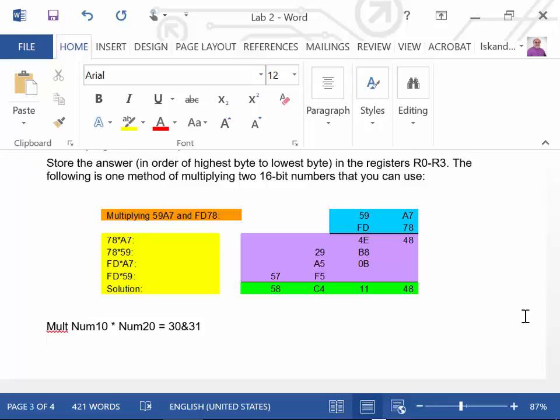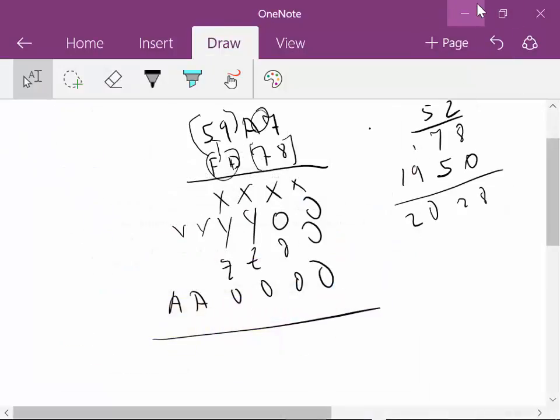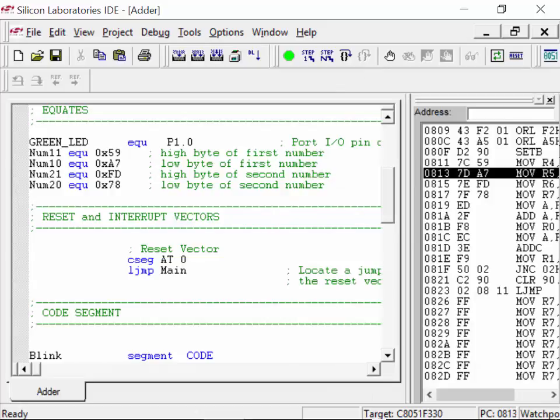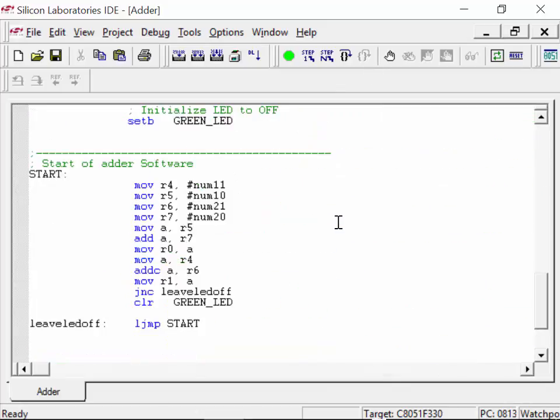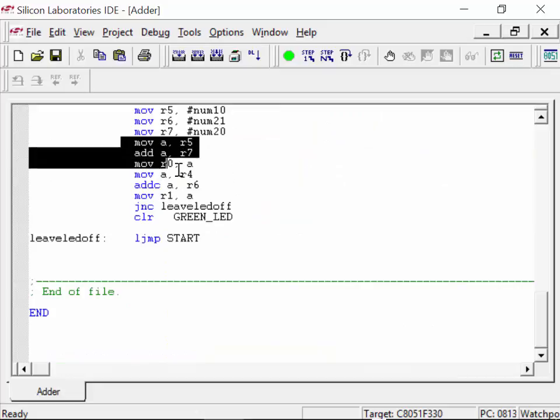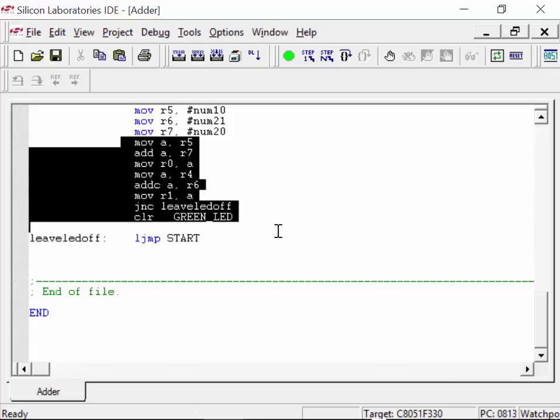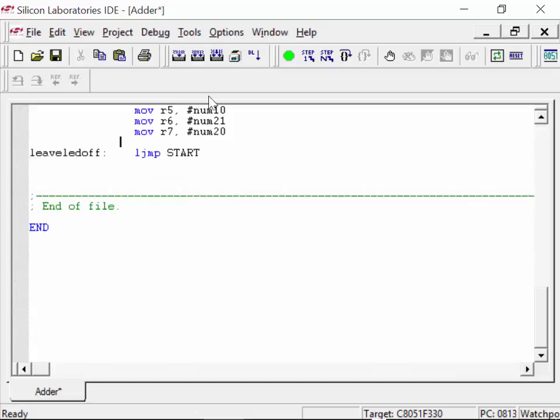Now, multiplication is tricky because it requires that one number be in A and one number be in B. The answer will come out in B and A. It's going to overwrite the two numbers. So let's just go back to our code here. I can turn these back on later. Let's just remove all this add stuff right here. I'm just going to leave that there for now.